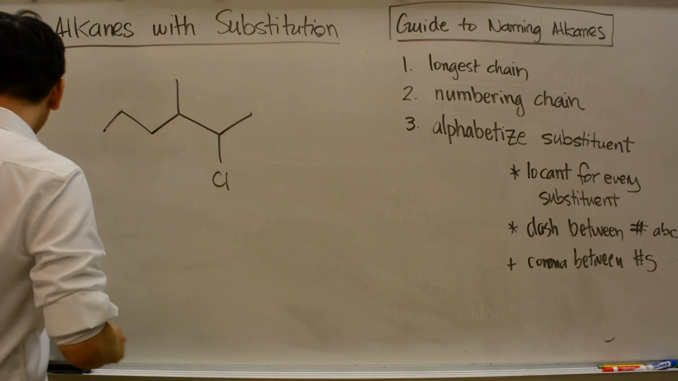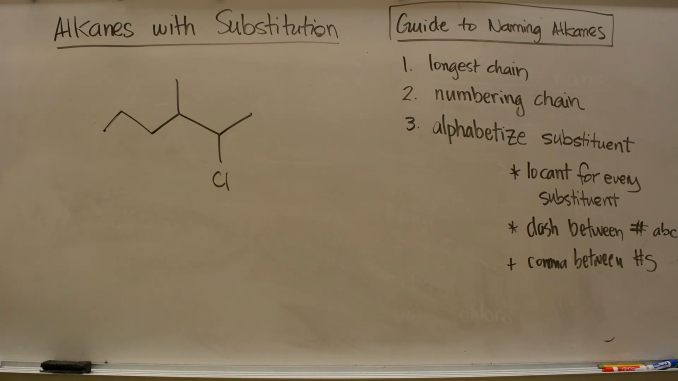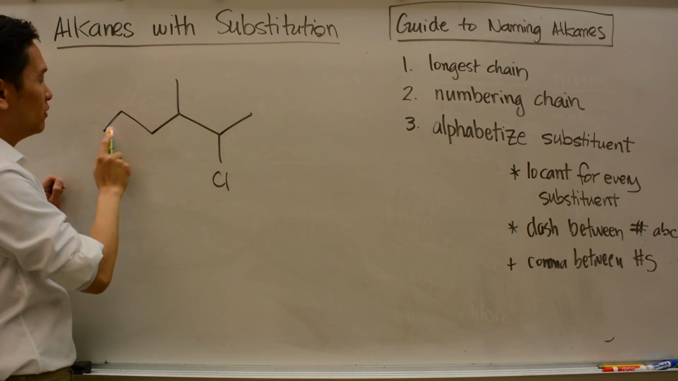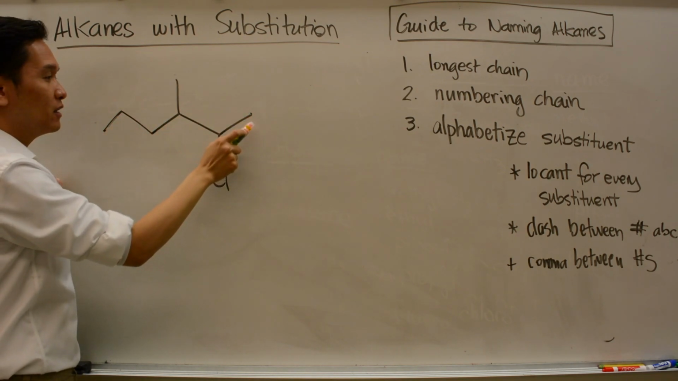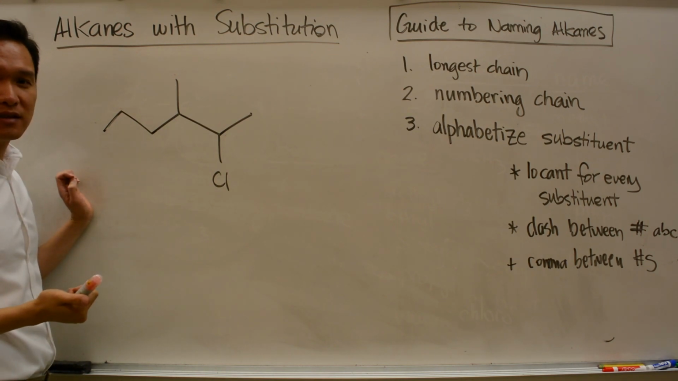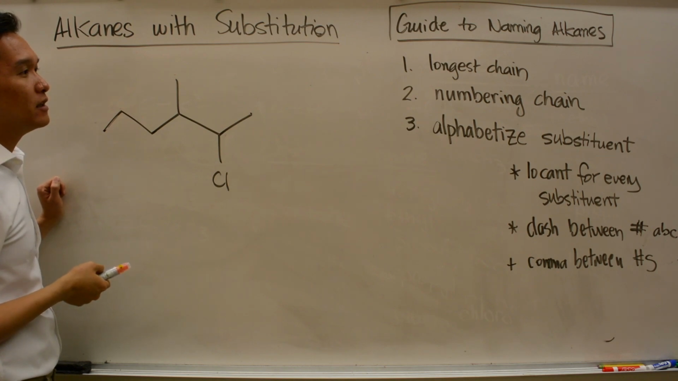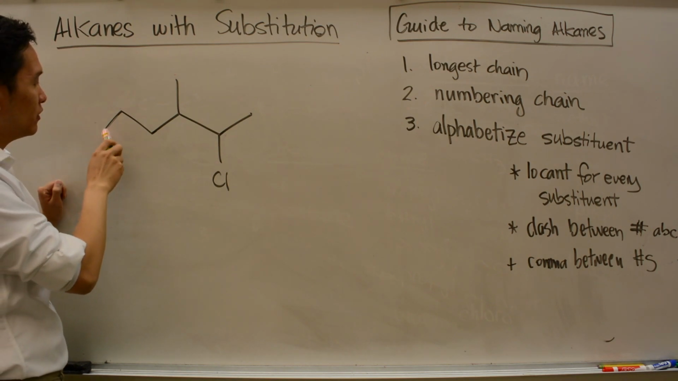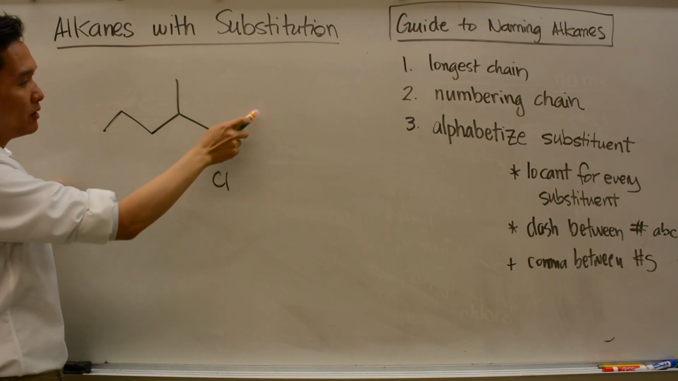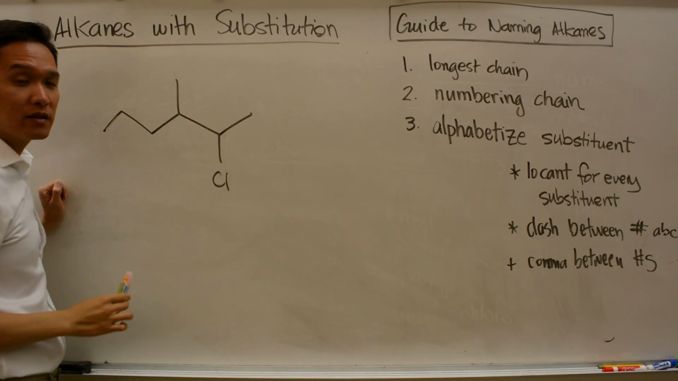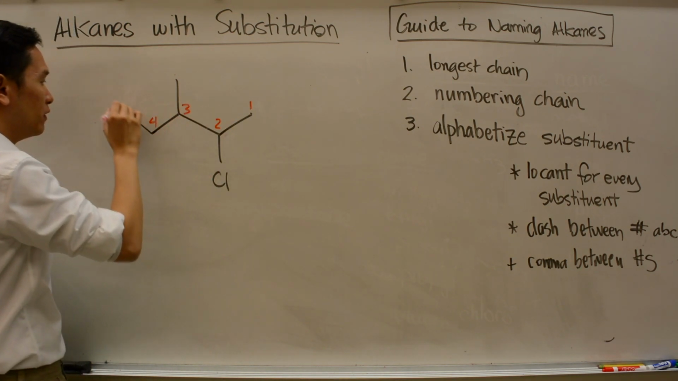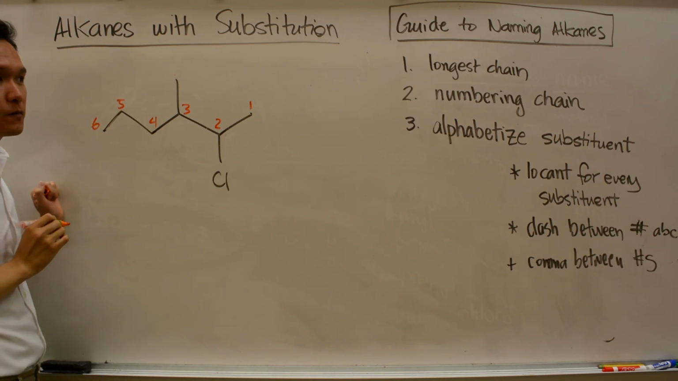What's my longest chain? My longest chain is 1, 2, 3, 4, 5. 1, 2, 3, 4, 5, 6. 1, 2, 3, 4. Among those 3, which one wins? 6. Okay, good. Number 2, number the chain. If this is my longest chain, I'm going to number it 1, 2, 3, 4. Oh, that's the substituent. How about this side? 1, 2. 2 is better. So I'm going to start from the right-hand side. 1, 2, 3, 4, 5, 6.